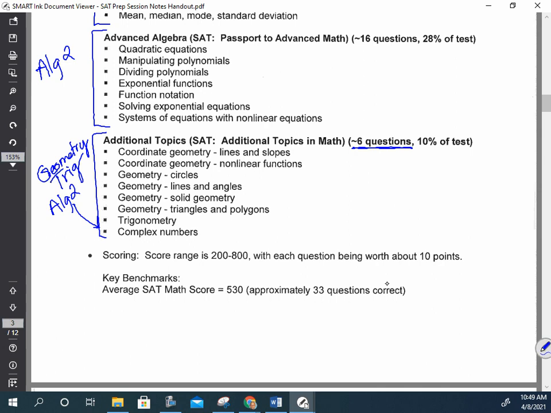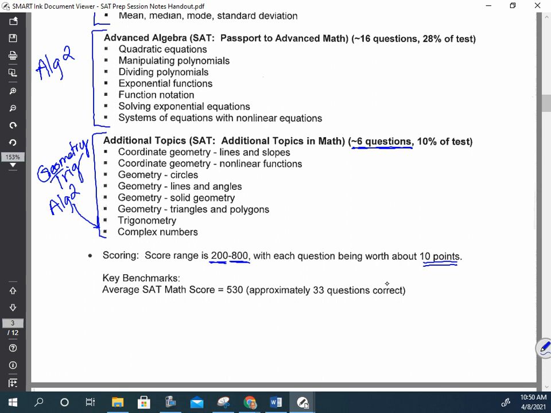All right, as far as scoring goes, the minimum score is a 200. They tell you to start the test, you put your head down, you get a 200, so you keep it moving. If you get all the questions right, you get an 800 for the math section. Each question is worth roughly about 10 points.